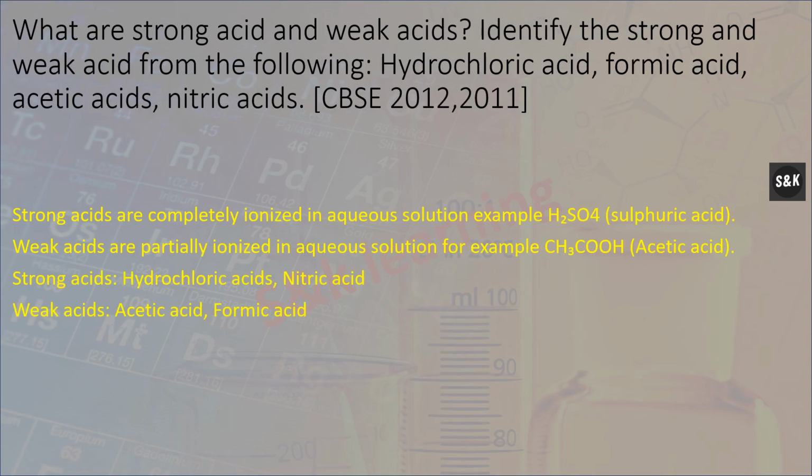What are strong acids and weak acids? Identify the strong and weak acids from the following: hydrochloric acid, formic acid, acetic acid, and nitric acid. So weak acids are acetic acid and formic acid, whereas strong acids are hydrochloric acid and nitric acid.